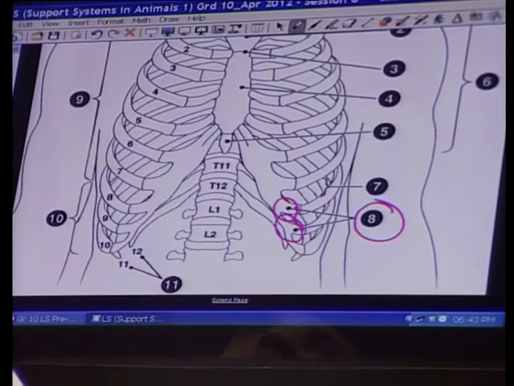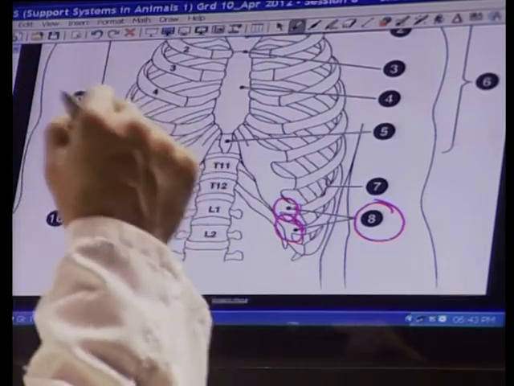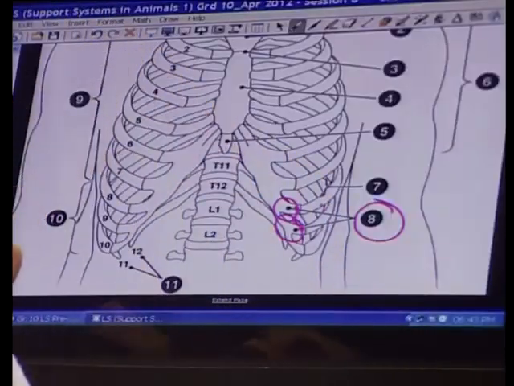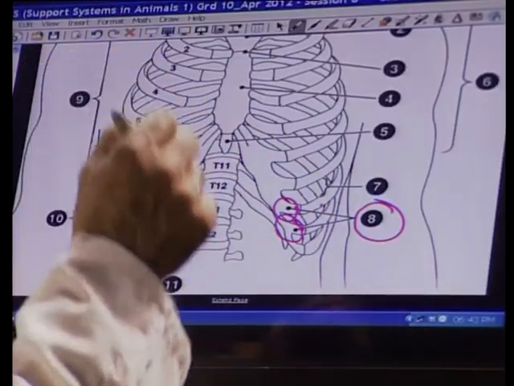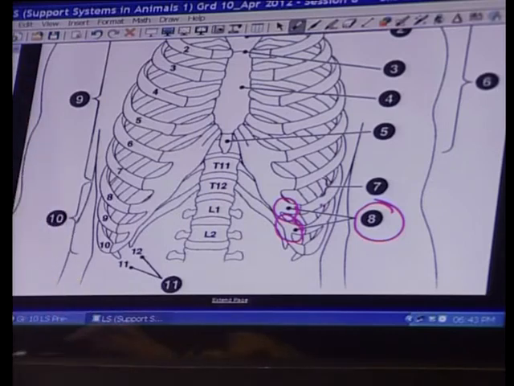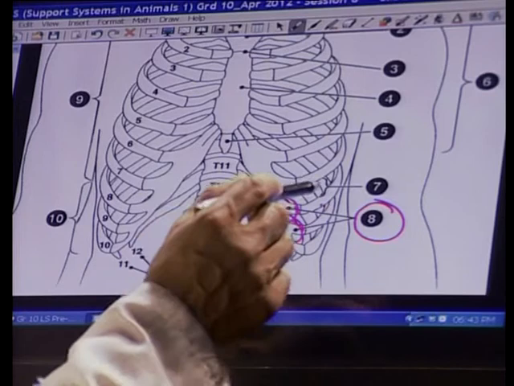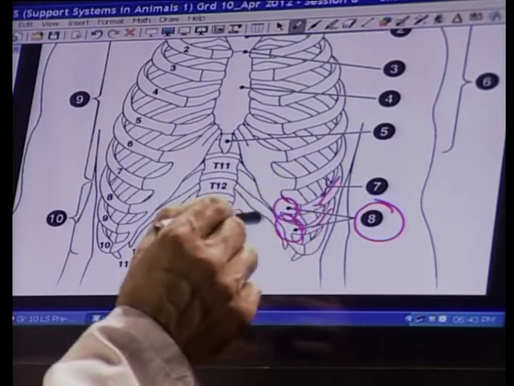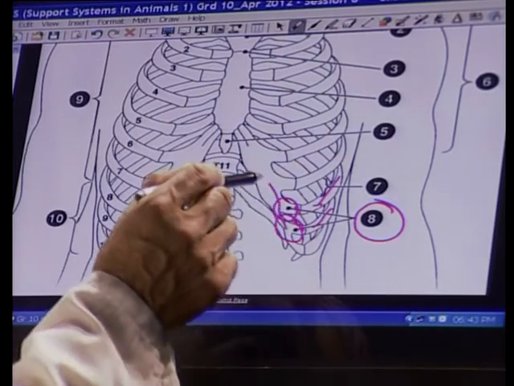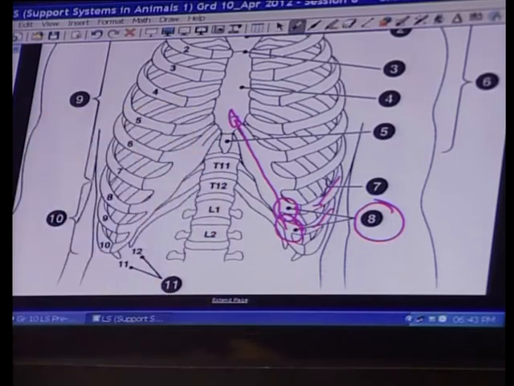But they did not ask you what the structure is, they asked you what the function of the structure is. And the function of the structure is to attach the ribs to the sternum. The function of the hyaline cartilage is to attach the rib to the sternum, as we can see very clearly in the diagram. There's the ribs, and there's the cartilage, and it's attaching it to the sternum.